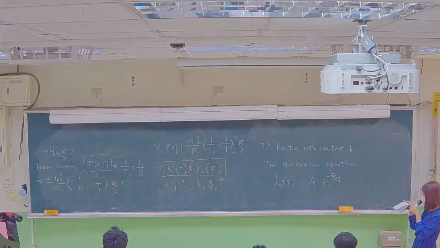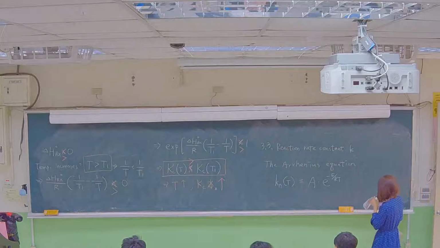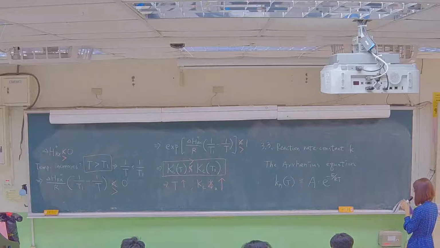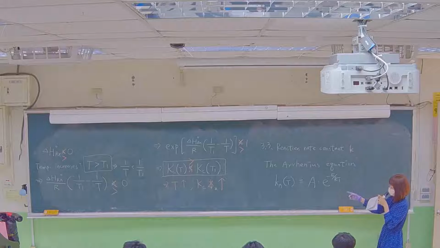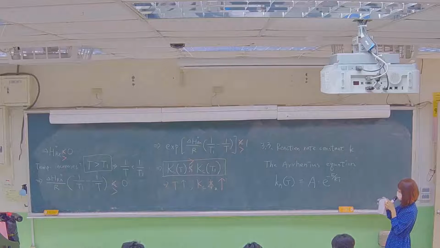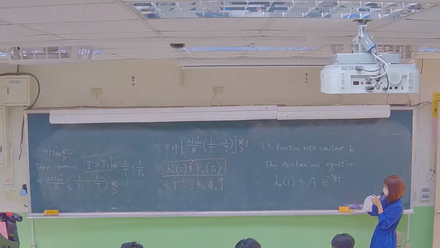A is the frequency factor. You have the list, right? At the bottom, you can see A is the frequency factor, E is the activation energy, R is the gas constant, and T is the temperature.